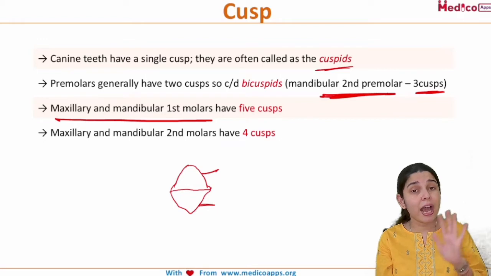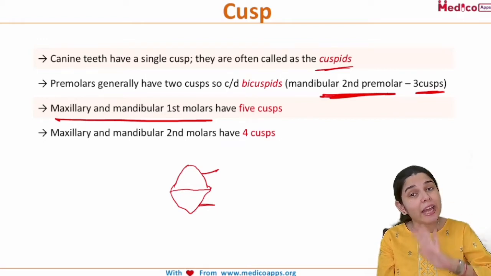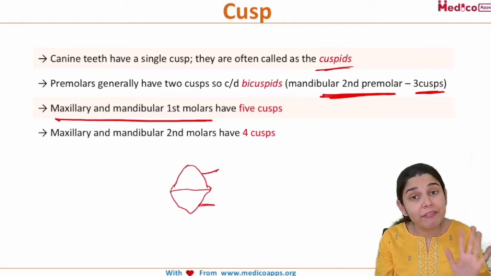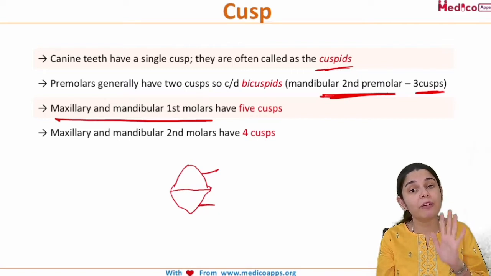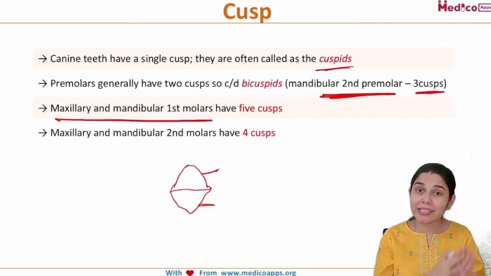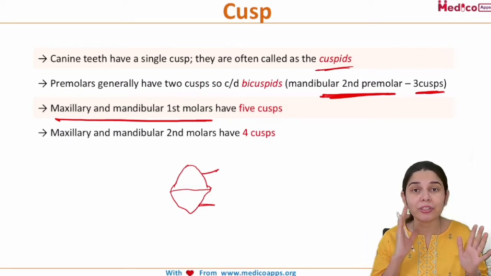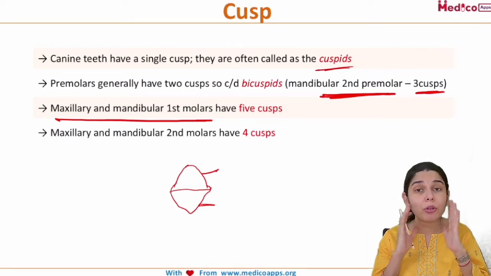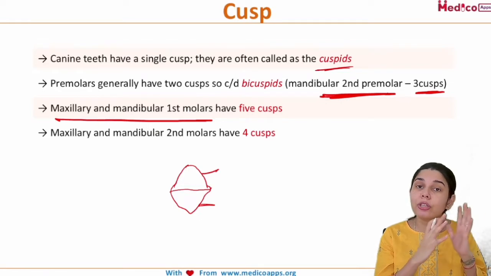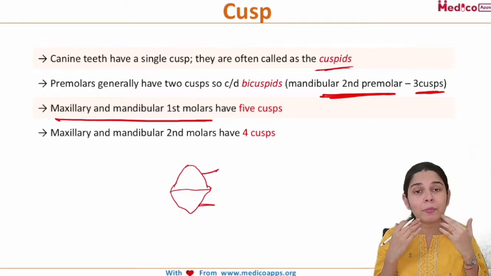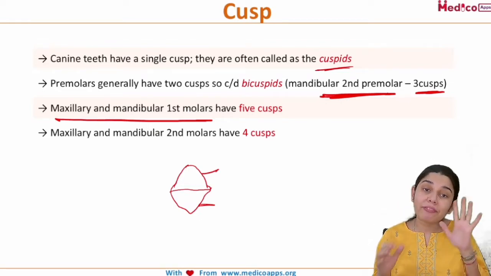Moving ahead with the maxillary and mandibular first molar. Now these are very different, as the anatomy says that they have five cusps. The maxillary and mandibular first molars, both right side and left side. Now I am not differentiating here between the right and the left side. Here I am discussing both the right side and the left side. So the maxillary and the mandibular first molars have five cusps.